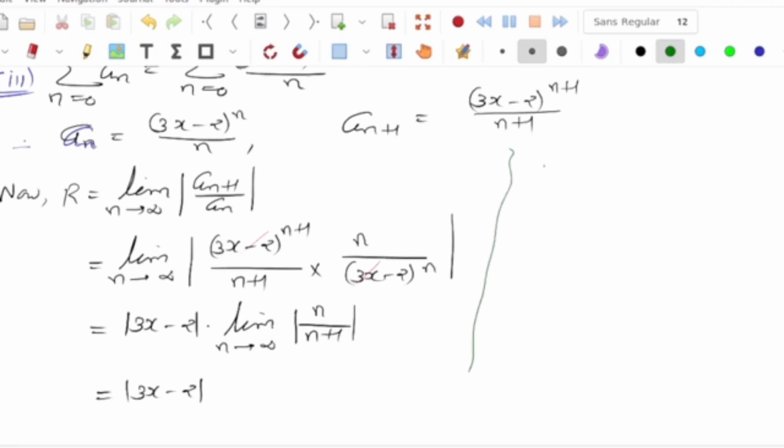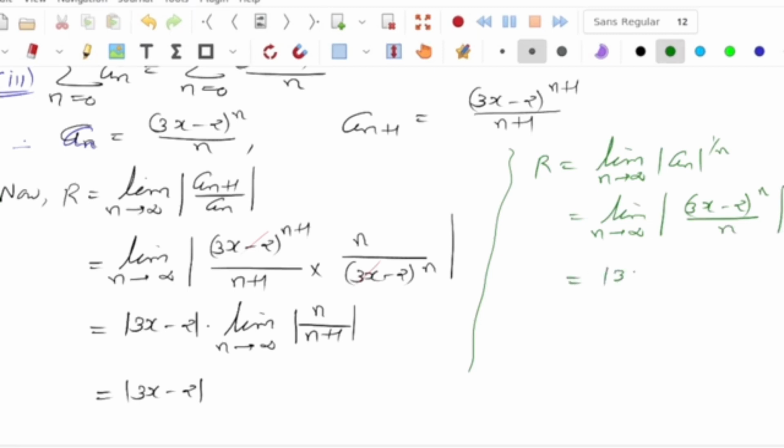If some of you want the root test, then we take the limit as n tends to infinity of the absolute value of a_n raised to 1 upon n. So this is the limit of the absolute value of (3x minus 2 raised to n upon n) whole raised to 1 upon n. That is nothing but the absolute value of 3x minus 2 into the limit as n tends to infinity of n raised to 1 upon n inverse, and you know that n raised to 1 upon n, as n tends to infinity, is 1. So this is the absolute value of 3x minus 2.